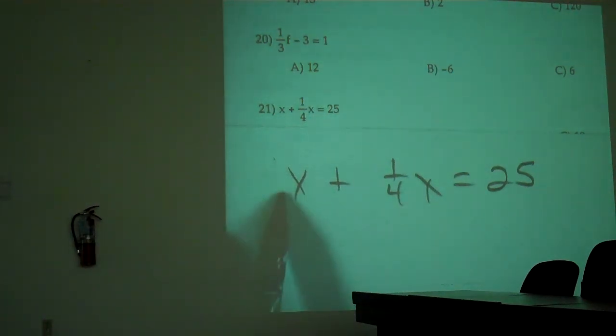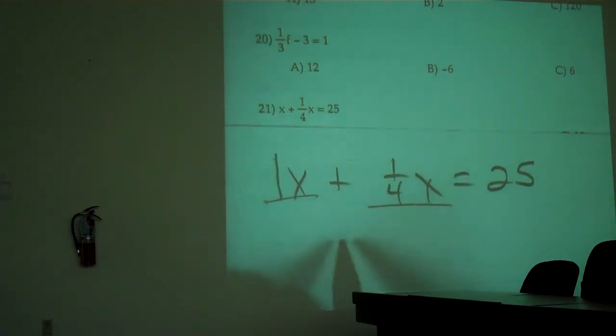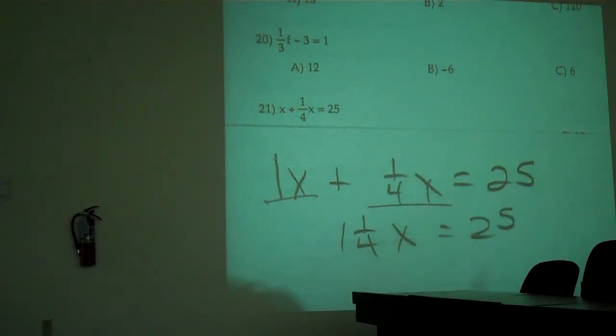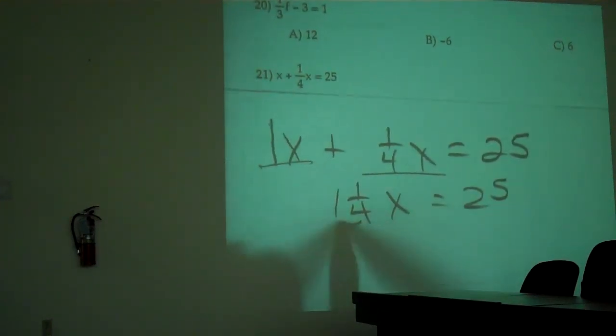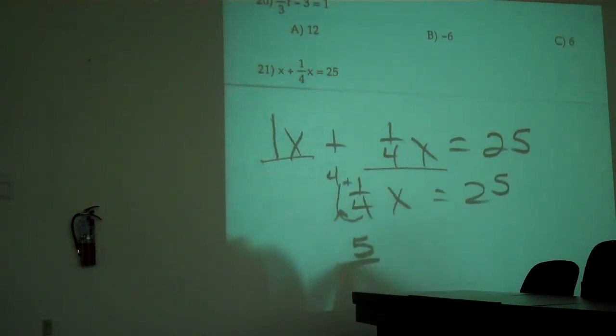What's the coefficient here? Add 1. Yeah, the coefficient is 1. So 1 plus 1/4. 1 and 1/4. Okay, we're combining our x's. What is 1 and 1/4? 4 times 1 is 4, plus 1, 5/4. 5/4 x equals 25.